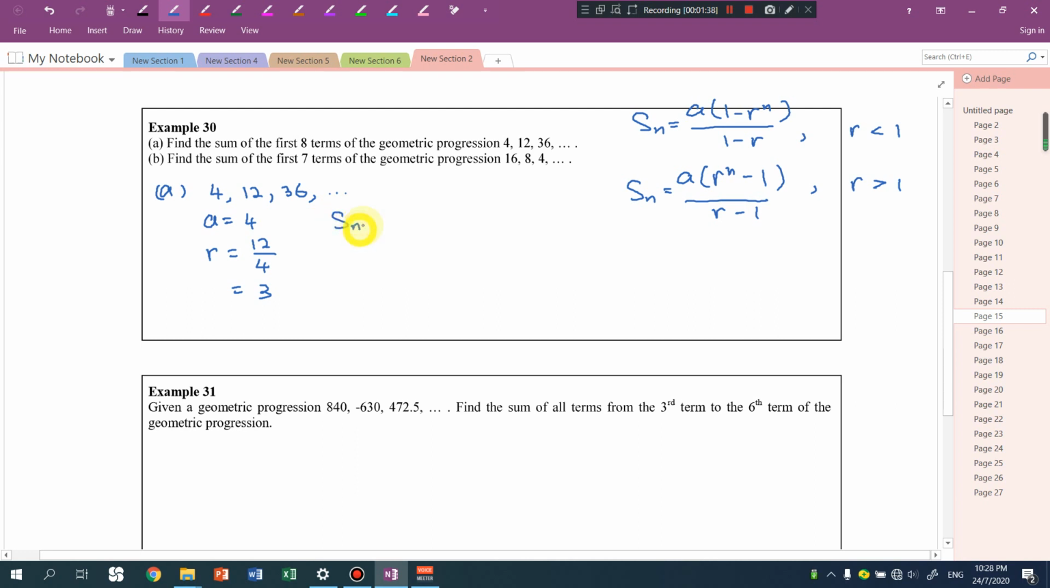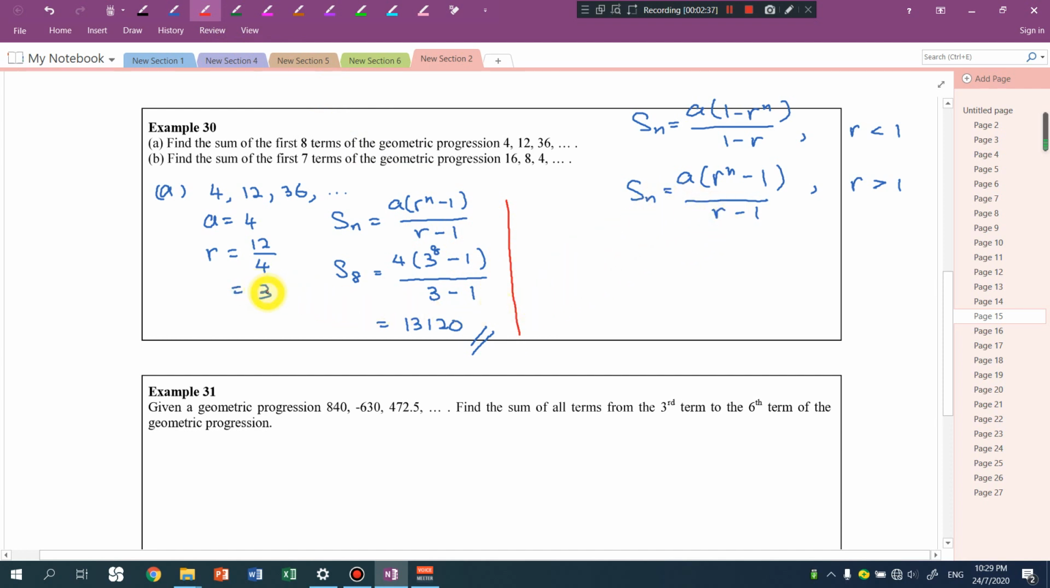At the beginning, it's better that we write the formula a few times so that we can remember it well. Since r is greater than 1, I will prefer to use this one: a(r^n minus 1) over (r minus 1). Sum to the 8th term is equal to a. What is the value of a? 4. r equals 3, n equals 8, so 3 to the power of 8 minus 1, over 3 minus 1. You just use your calculator to get the answer. The answer is 13120.